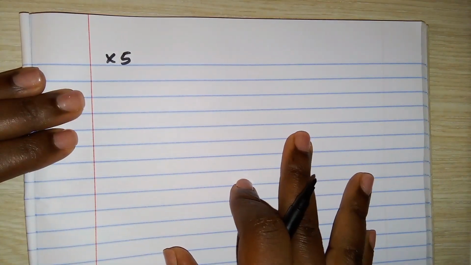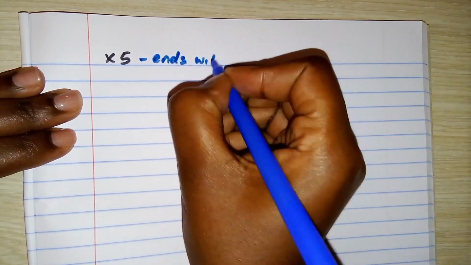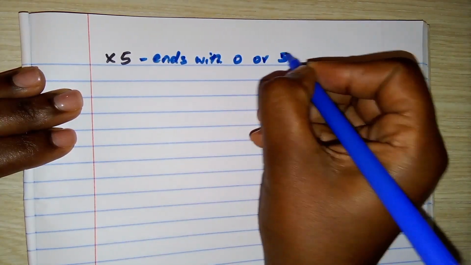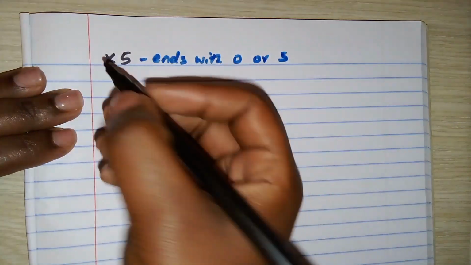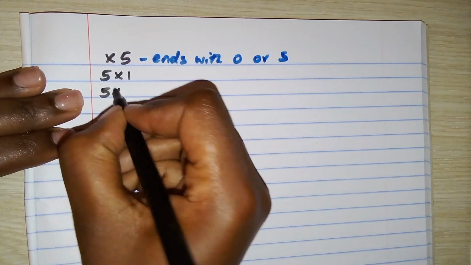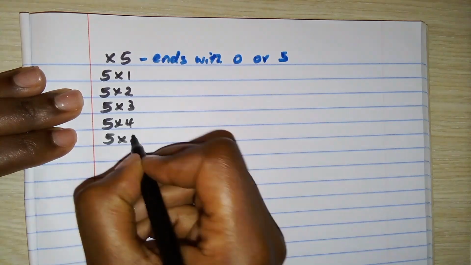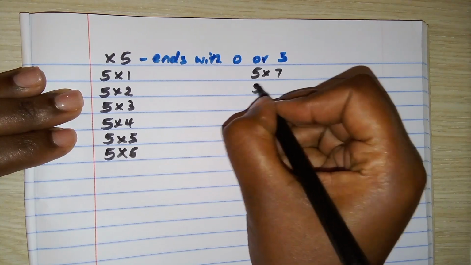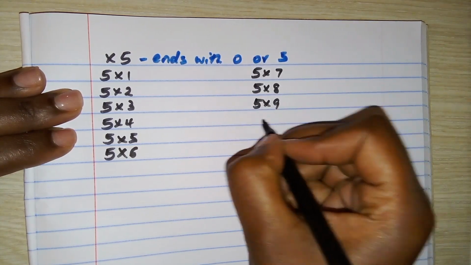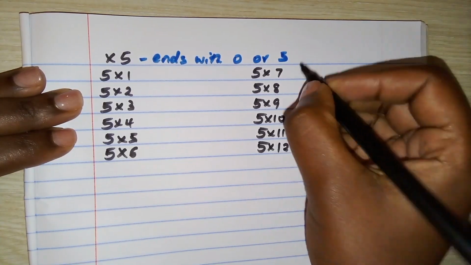So 5 is also another very easy times table because it will always end with 0 or 5. So the number will always end with 0 or a 5. So let's do now 5 times 1, 5 times 2, 5 times 3, 5 times 4, 5 times 5, 5 times 6, 5 times 7, 5 times 8, 5 times 9, 5 times 10, 5 times 11, and 5 times 12.